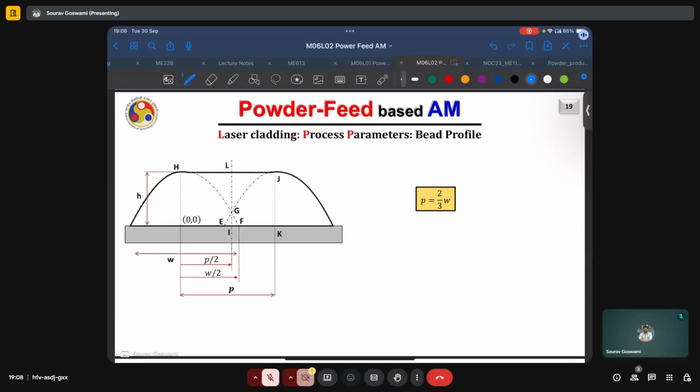As concerns the optimal step over value, we have already seen how if we want to maintain, say, an almost flat-like surface for two adjacent beads, the area in the overlapping region should equal the cross-section area of the valley, and this gives us the value of the optimal step over distance as 2/3 of the width of a single bead.